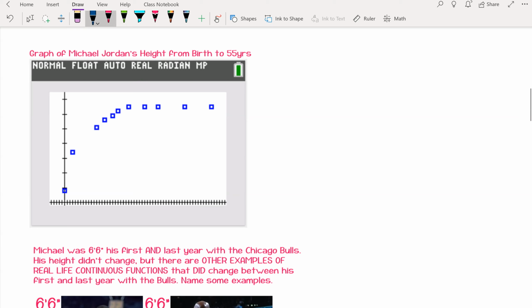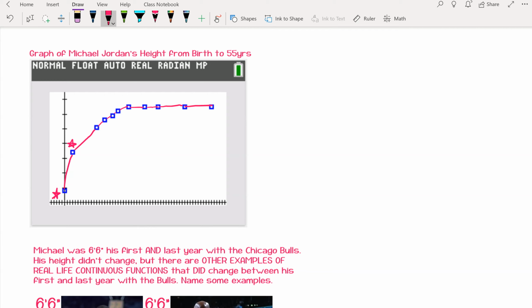Do you think that it would be safe to say that we could connect these dots? Did he have to go from this first height at birth to this height by hitting all the heights in between? Yes, of course he did. He can't just jump an inch without hitting all the little distances in between, right? So that means we could connect all these dots. We don't know exactly what it looks like in between, but we could connect all these dots.